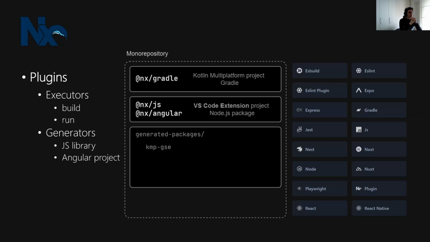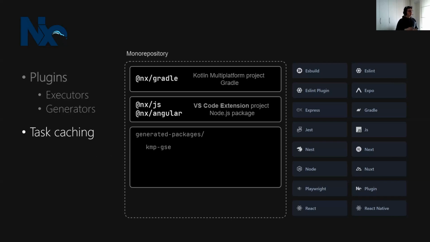And what generators do is they automatically link that created library or project at the root of the workspace. So basically, when you create a project through a generator, NX is immediately aware that that project exists. Otherwise, you may have to fiddle a little bit with configuration files.